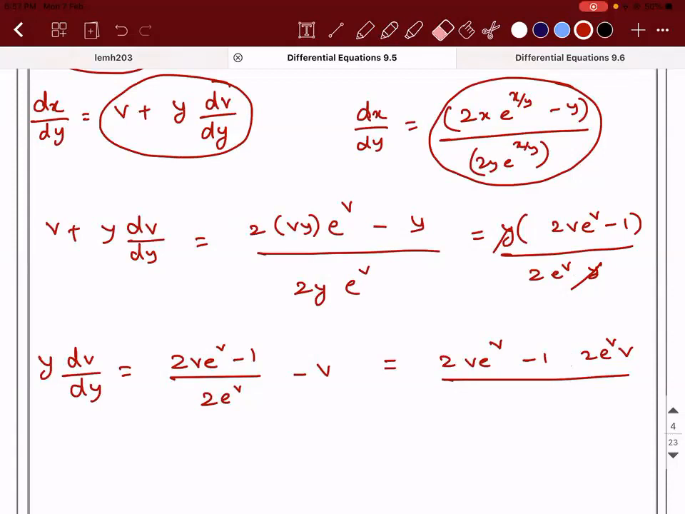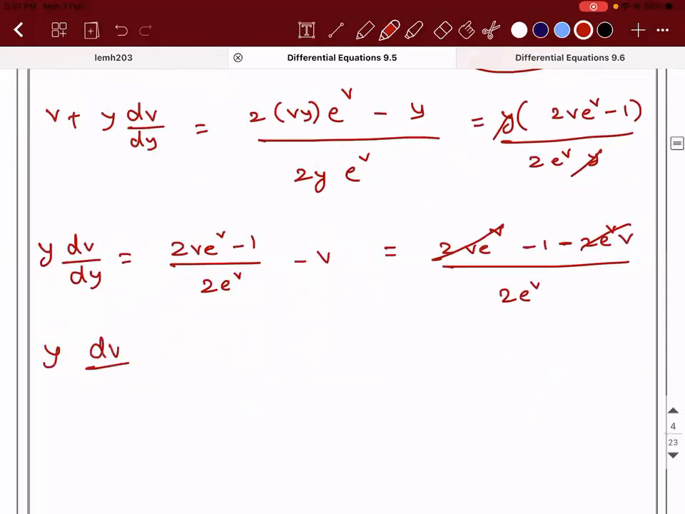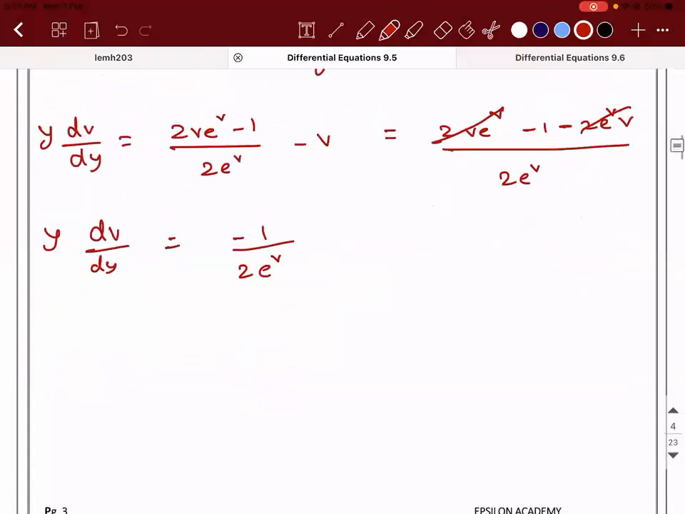This is minus, divided by 2 e power v. So this and this will get cancelled. So y into dv by dy is equal to minus 1 by 2 e power v. So 2 e power v dv is equal to minus dy by y. So integrate on both the sides. 2 e power v is equal to minus ln y plus c.